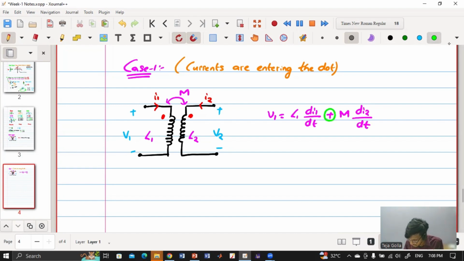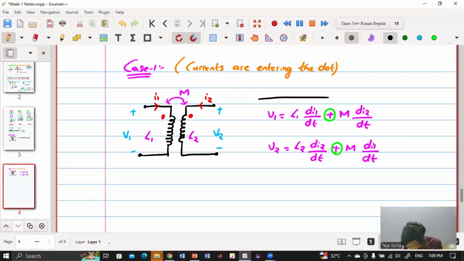Okay. Similarly, if I consider V2, which is L2 into di2 by dt, because for coil 2 it is the self inductance of coil 2 and current in coil 2, plus M into di1 by dt. So if the current is entering the dots, then this will be positive. So let me just consider this box.